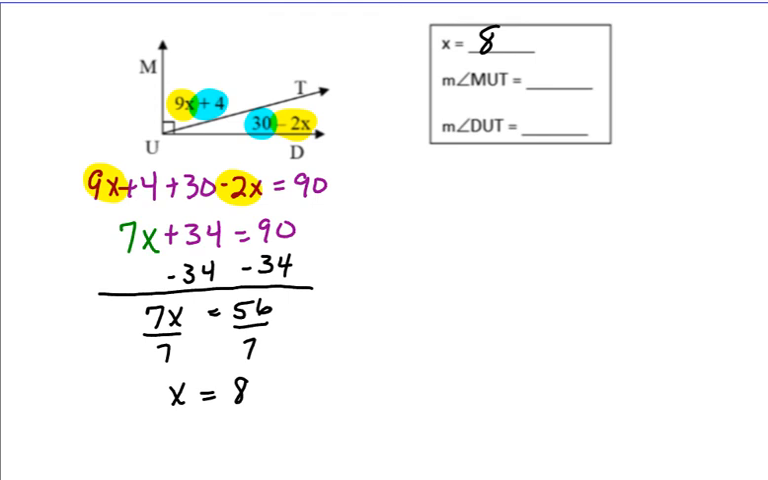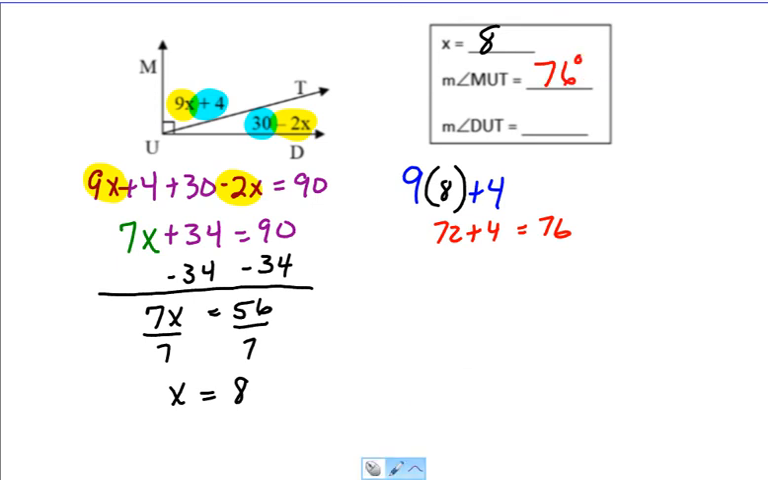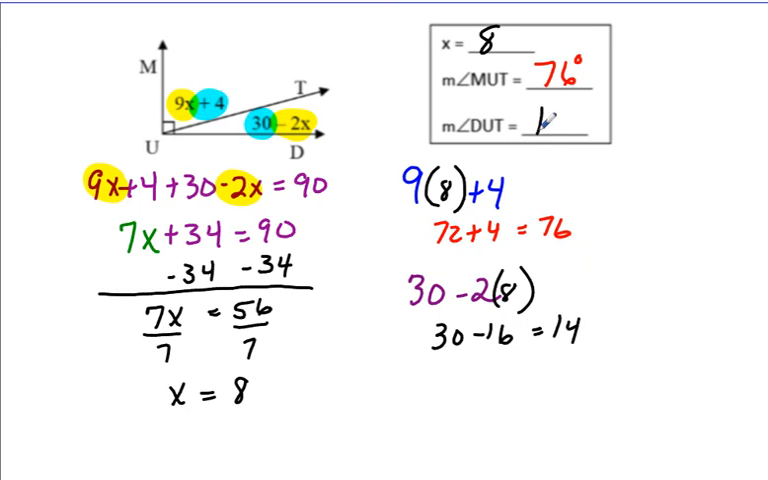So we have 9x, or 9 times 8, we're substituting that in, plus 4, and that equals 72 plus 4, which equals 76. So the angle MUT is 76 degrees. And for angle DUT, we take 30 minus 2 times x, which is 8, and that gives us 30 minus 16, which equals 14. So 14 degrees.